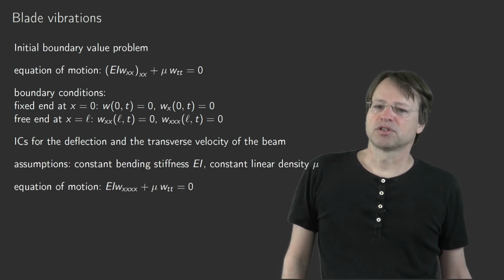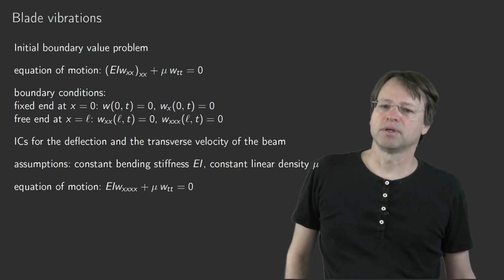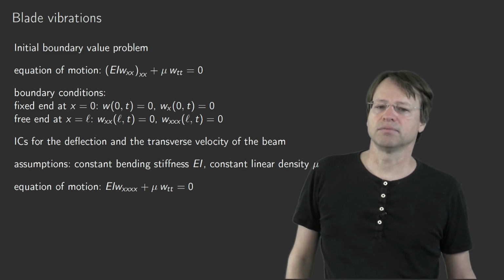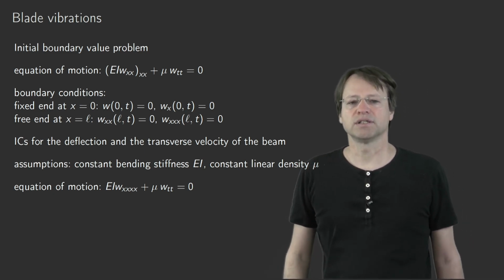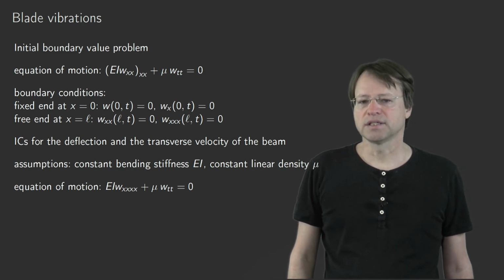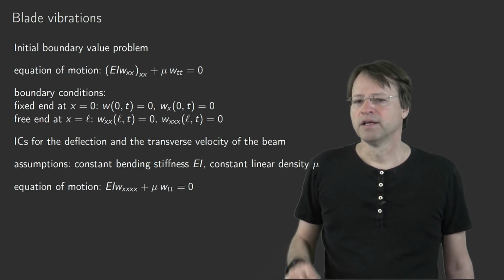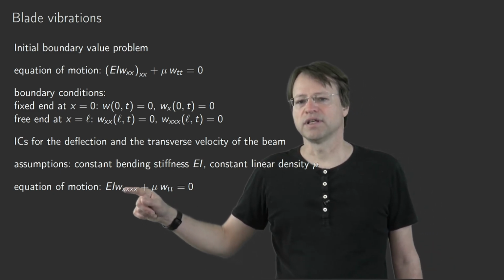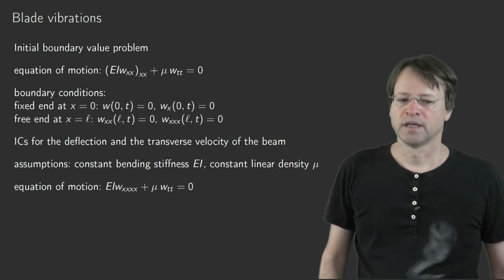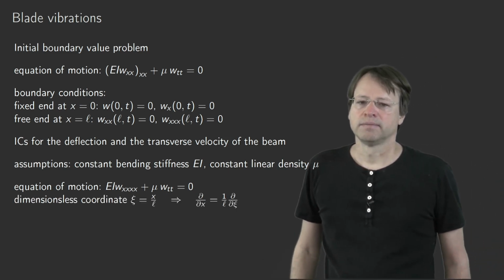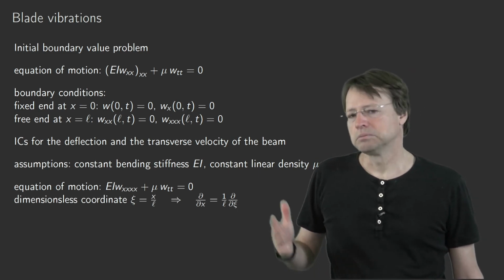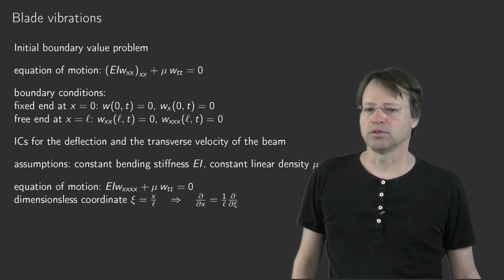Well, the assumptions when we want to solve the problems here are that the bending stiffness is constant and also the linear density mu, so the product of the mass density rho times area A, is constant, so that the derivative extends only on w, the deflection here. So then we can introduce a dimensionless coordinate in order to better represent our solution.